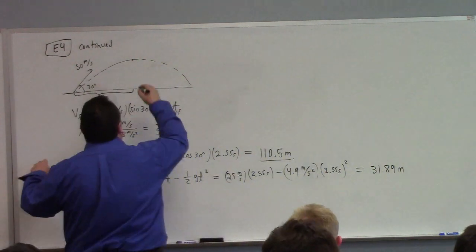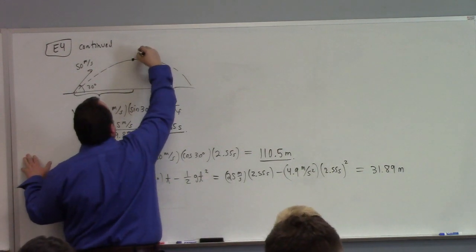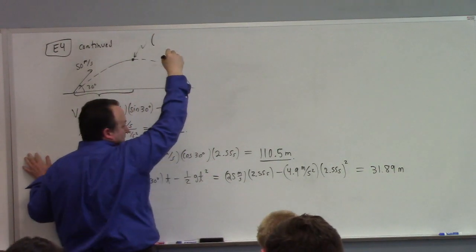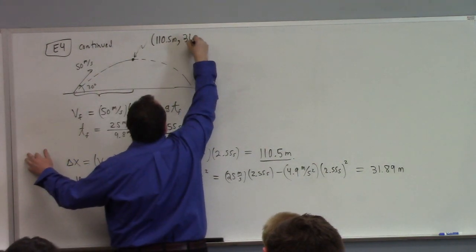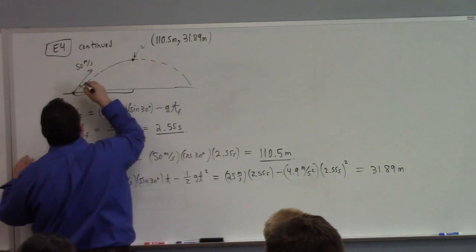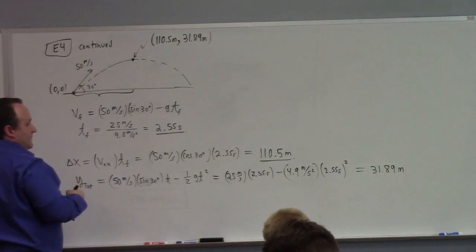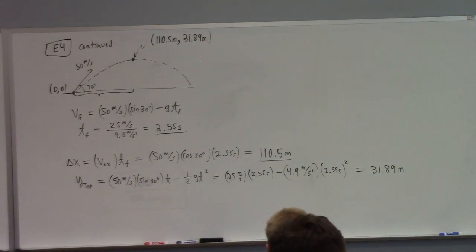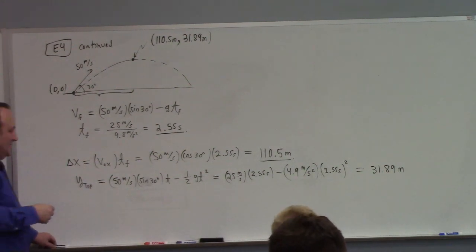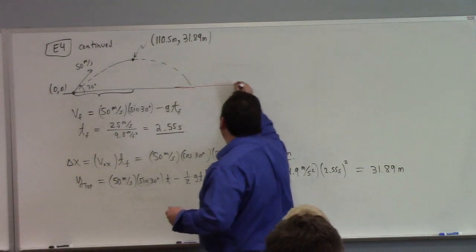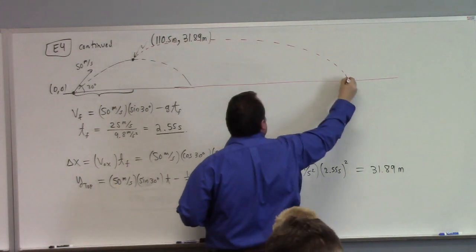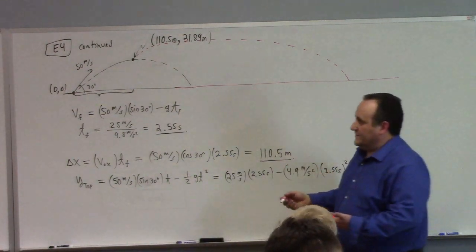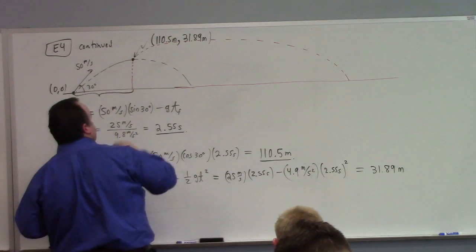So in a nutshell, I've just figured out that where the explosion happens is the point 110.5 meters, 31.89 meters, right? And I'm assuming that the point where the bullet is fired is the origin. So I repeat my question, where does A land? Can you figure it out? On the ground, yeah, that seems reasonable. Now, we are assuming that we're talking about level ground here, right? So A lands somewhere over here, right? We know where B lands, right here.